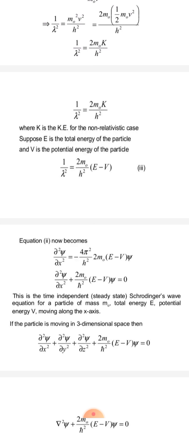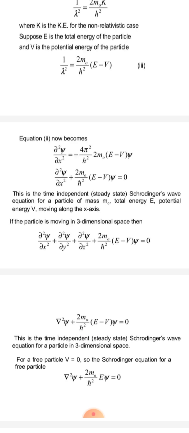Using equations 2 and 3, dou squared psi by dou x squared equals minus 4 pi squared divided by h squared times 2 m naught (E minus V) psi. Dou squared psi by dou x squared plus 2 m naught divided by h cross squared (E minus V) psi equals 0. This is the time independent Schrodinger wave equation for a particle of mass m naught, total energy E, potential energy V, moving along the x-axis.